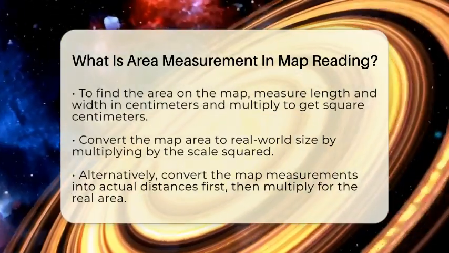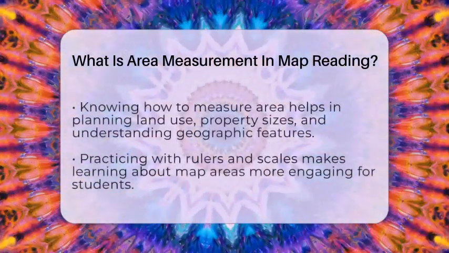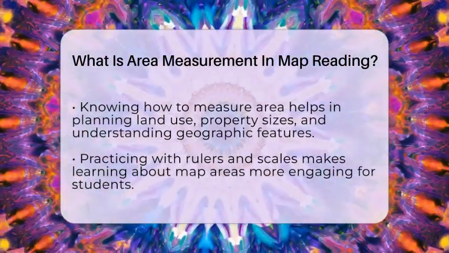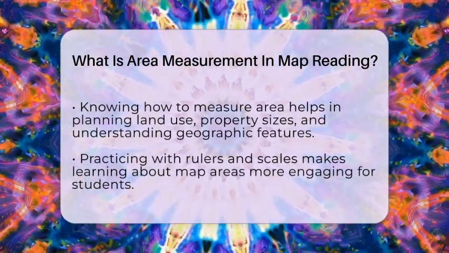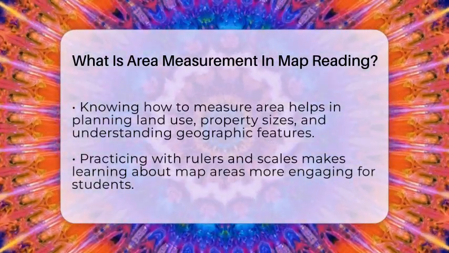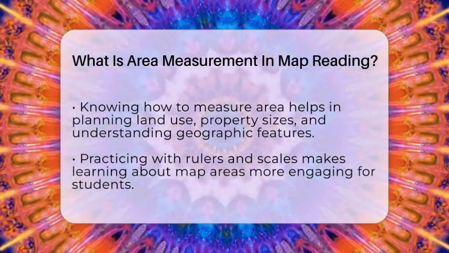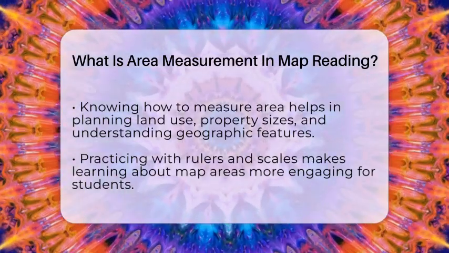There are 2 main ways to find the real area from a map. First, you can measure the shape on the map, find its area in square centimeters, and then multiply by the scale squared. The second way is to convert the length and width measurements from the map into real distances first. Once you have the real distances, you multiply them to get the actual area. This second method can be easier because it breaks the problem into smaller steps.